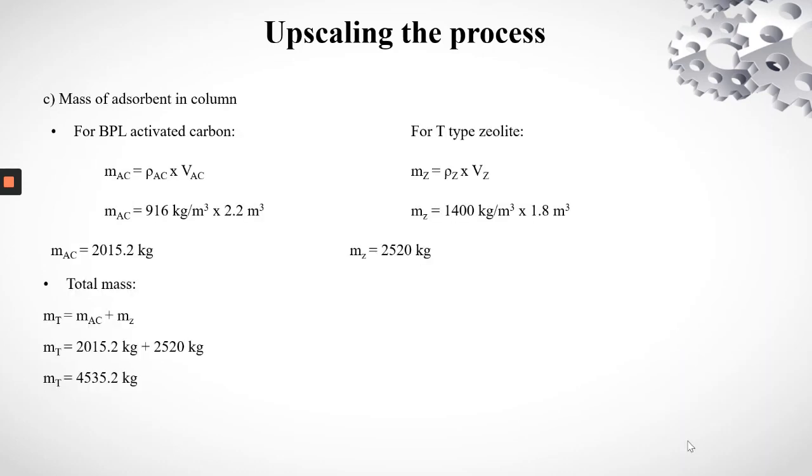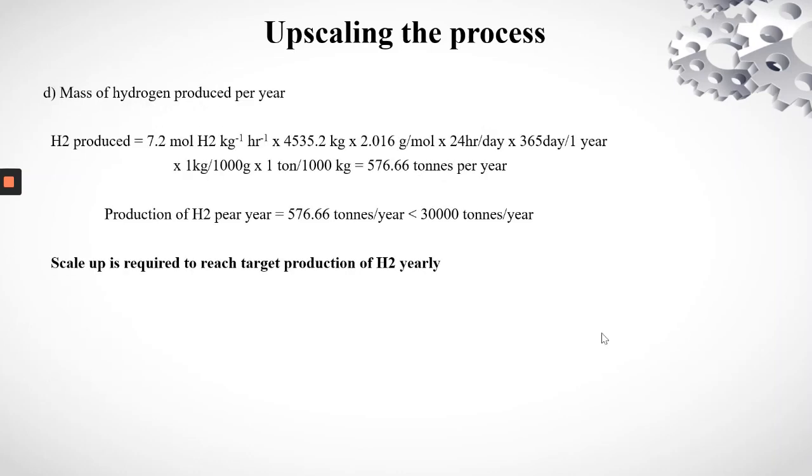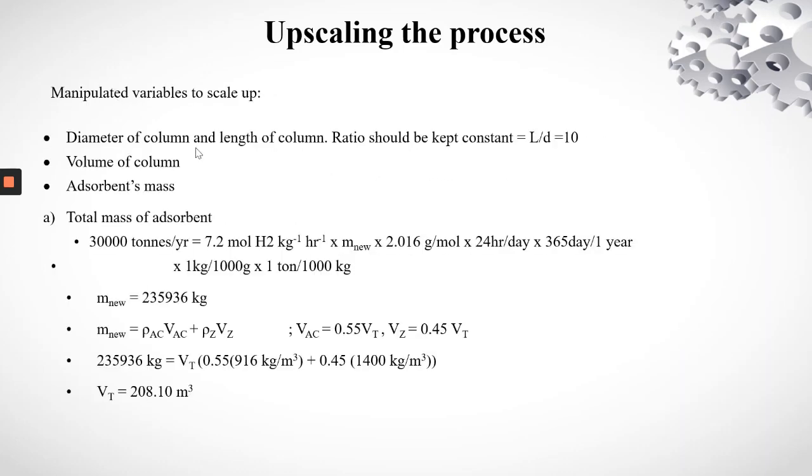And we have to find the mass of each adsorbent in the column by using this formula. The mass production of hydrogen per year calculated is 576.66 tons per year, which is less than 30,000 tons per year. Hence, scale up is required to reach the target production of hydrogen yearly. These are the manipulated variables for scale up. The new total mass of adsorbent calculated is 235,936 kg and the total volume is 208.1 meter cube.